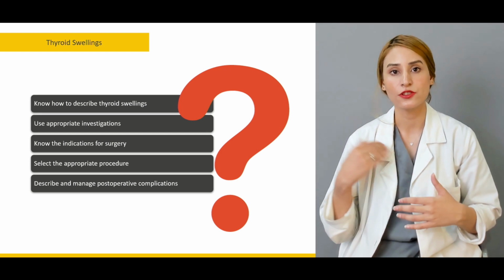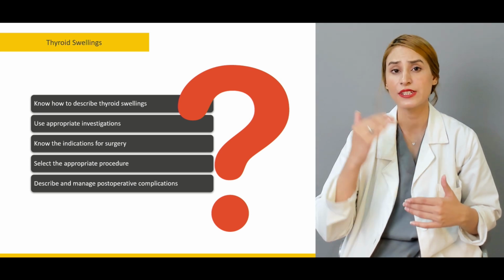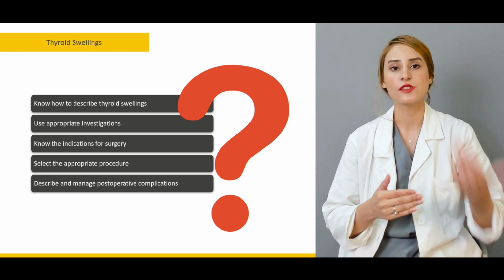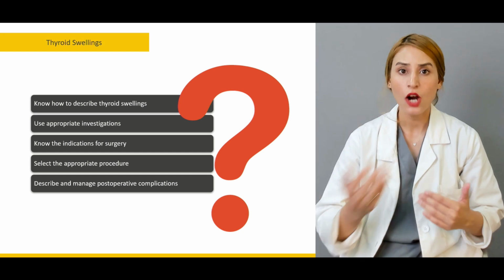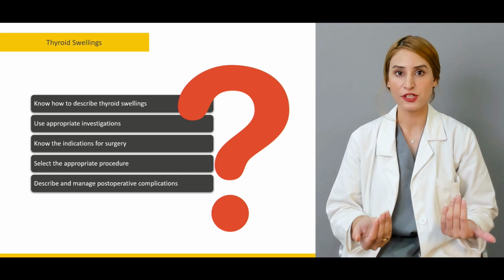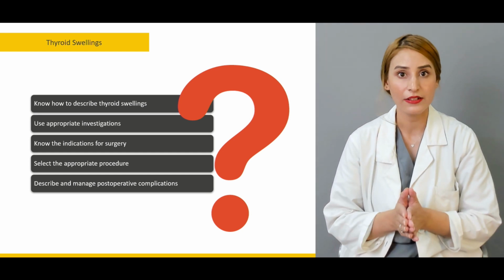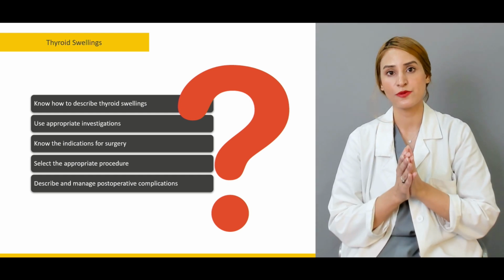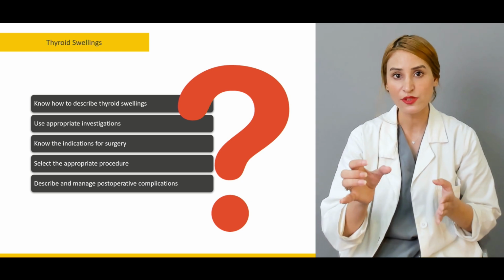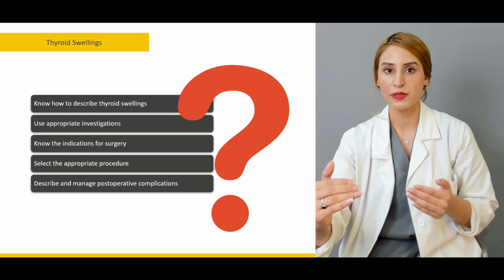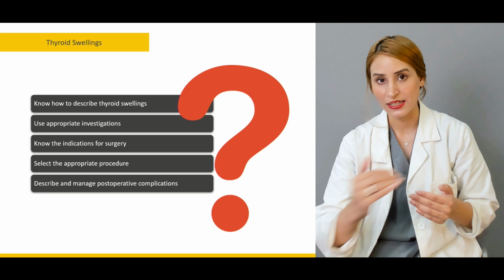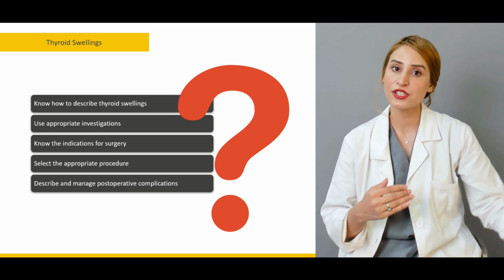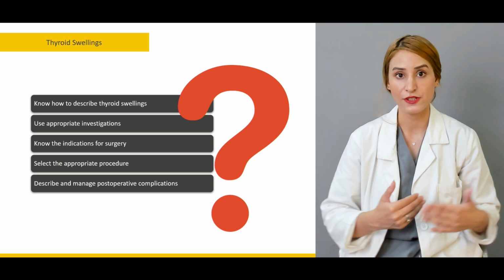And then you have to obviously check for the skin fixity as well, like the swelling is fixed to the skin, or the swelling is fixed to the deeper structures. You have to look for the mobility of the swelling as well. So you need to know how to describe the thyroid swelling. You will tell that there's a discrete swelling, this many centimeters or inches in size, and it's fixed to the skin, or it's fixed to the deeper structures.